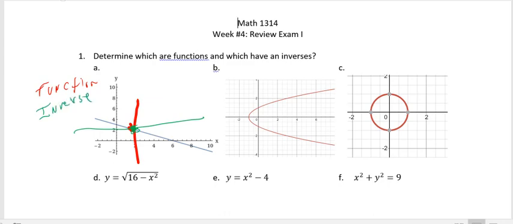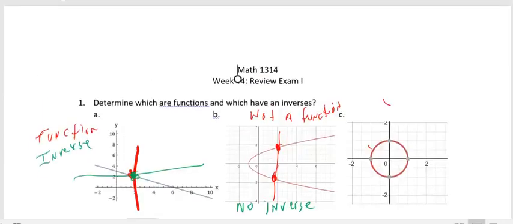And then for letter B, is this a function? Again, we can draw a vertical line test. Since it touches in two places, then this is not a function. Since it's not a function, then it's not going to have an inverse. Okay, so I'm going to put here no inverse. No inverse.